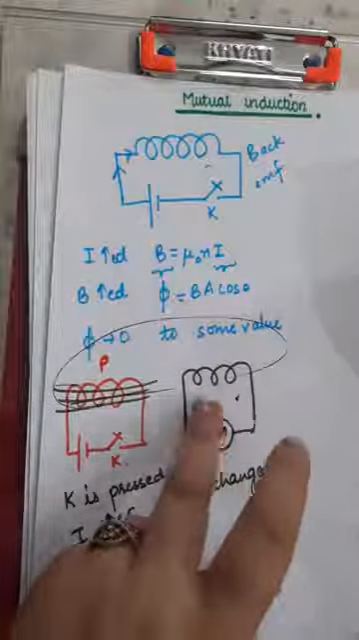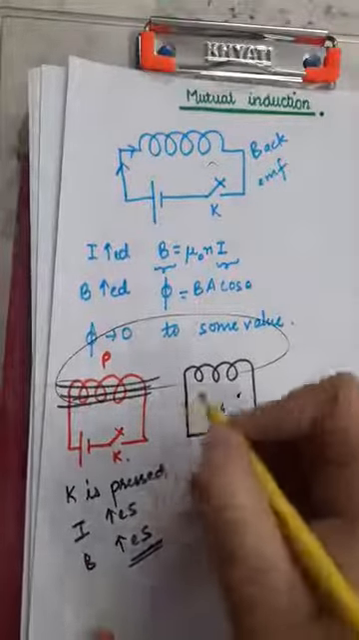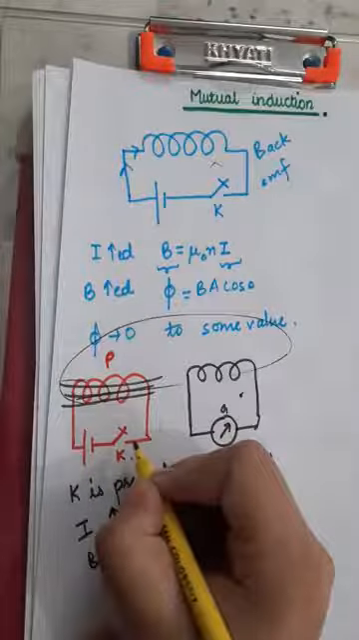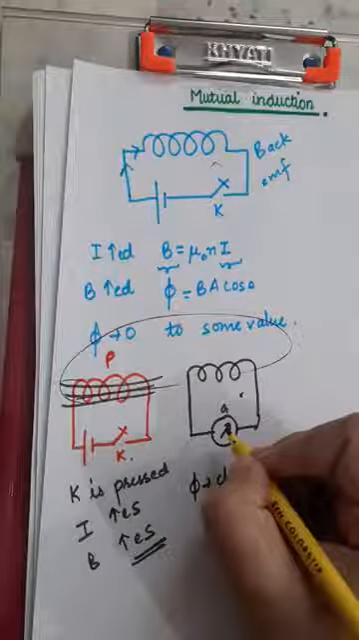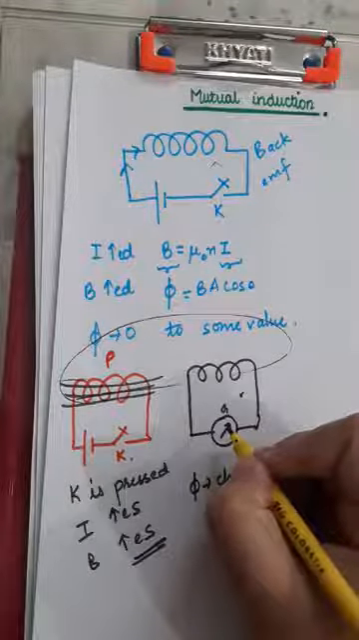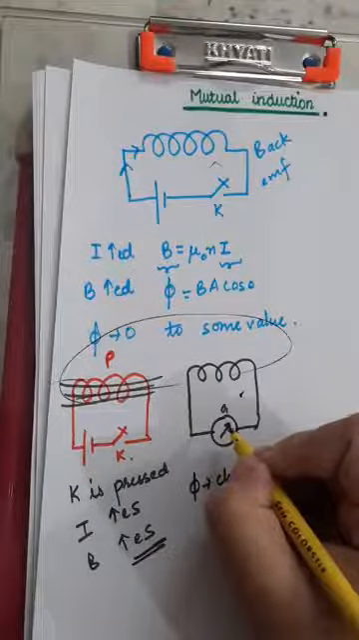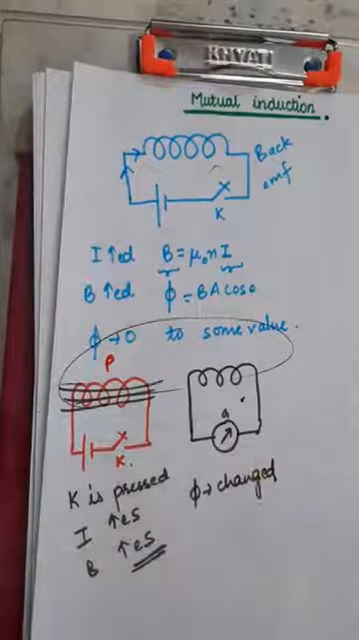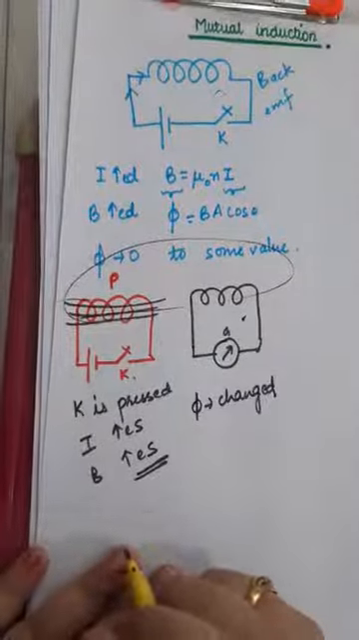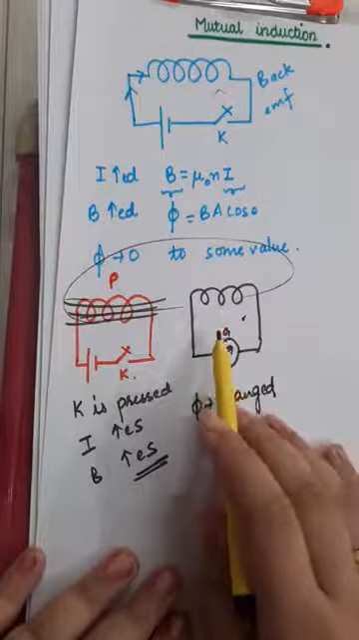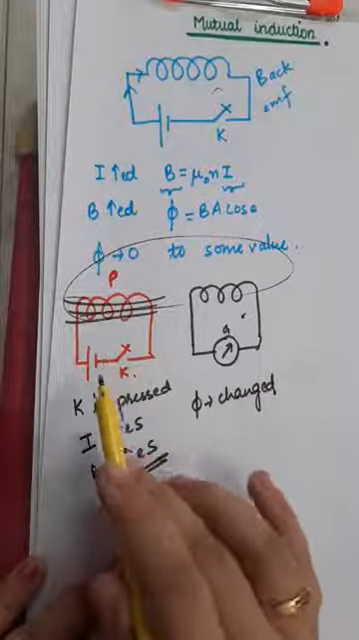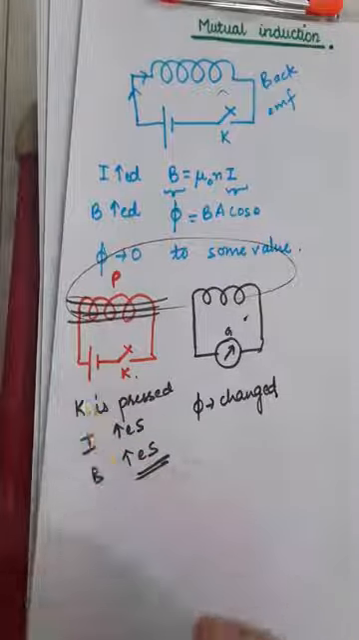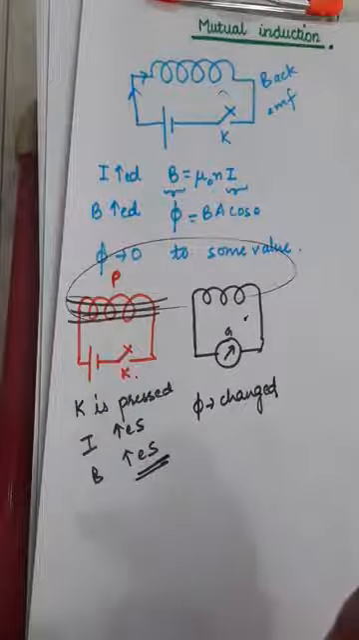The current flows in this coil in the opposite direction to this current, because it is trying to oppose its own cause. So that's how this is known as mutual induction, because it has induced current in itself to oppose the current flowing here, and that's why it's known as mutual induction.